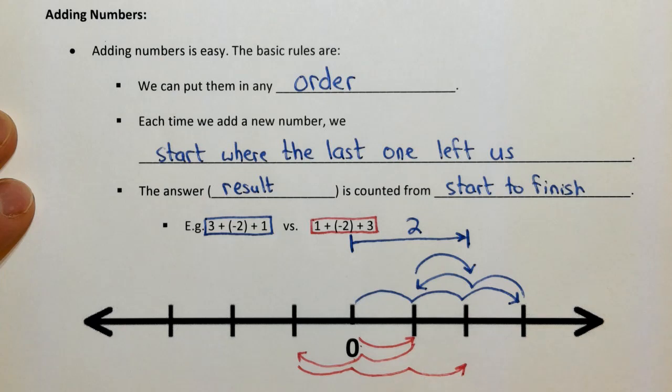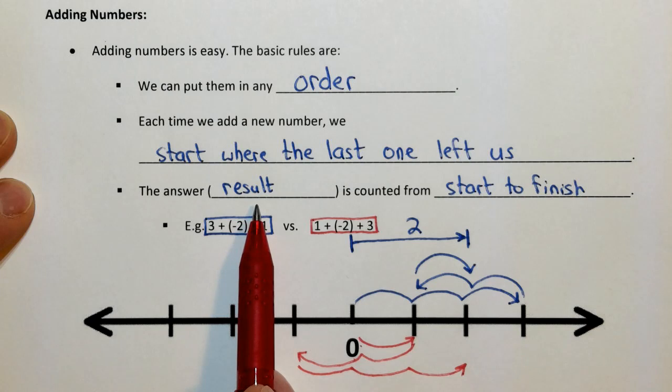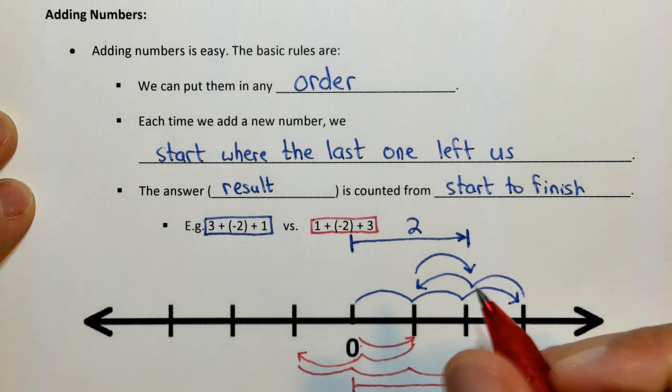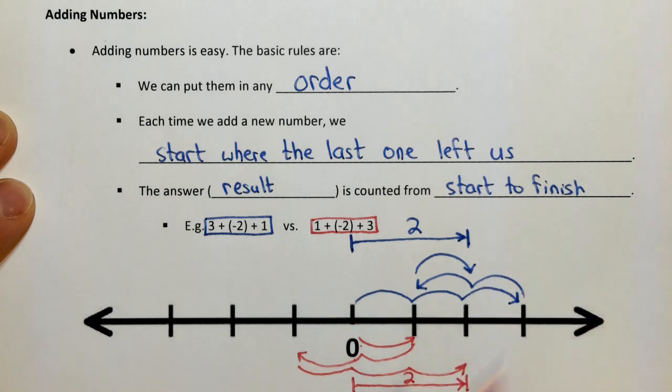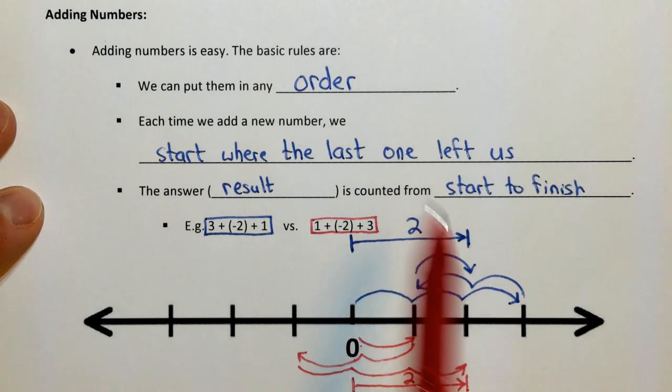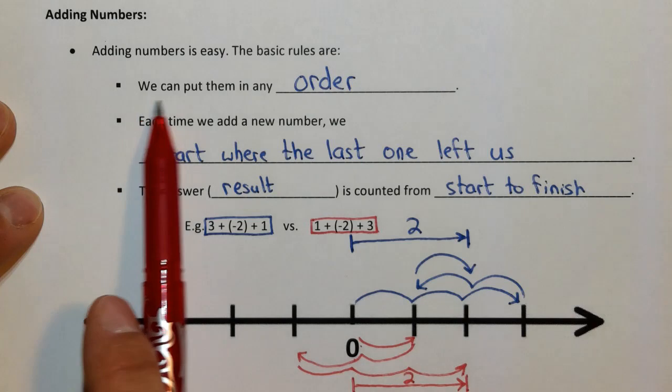Okay, so again, that's just a bunch of arrows going different ways. How do I find the actual result, the answer to this question? It's counted from start to finish. Well, again, I started right here, my first red line, the 0. And I finished over here, where my last arrowhead is. So from start to finish, goes from there to there, and that is 1, 2. So this answer is 2, which is the exact same as the answer I got using the blue method. So that helps convince us that the first rule is true. When I'm adding numbers, I can put them in any order.